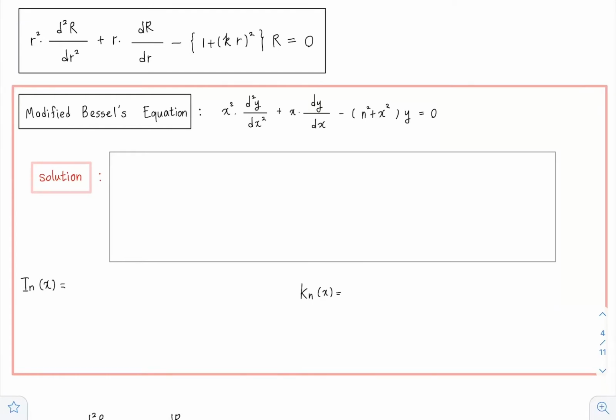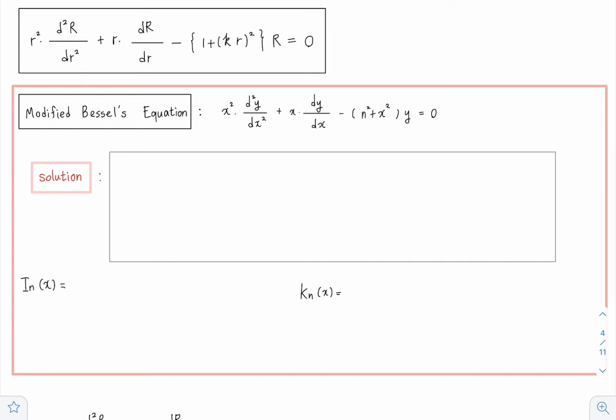Okay, so now we will continue our discussion with the Rayleigh-Plateau instability and the Navier-Stokes equation. In our last lecture, we found this complicated looking equation with the relationship of small r squared, the second derivative of r, and small r times the first derivative of r, and a relationship between 1 plus (kr) squared times large R equals 0.